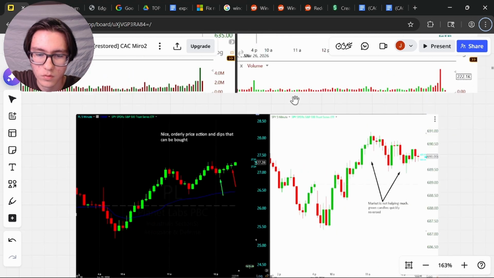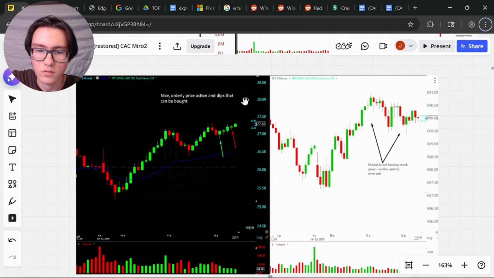For our next example, we have a trade that I took a few months ago. I have it stored in my trading journal, so I figured I would show it. So on the left, we have a stock with the ticker PL, and on the right, we have the SP500.